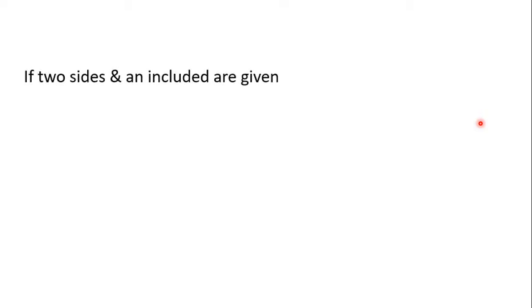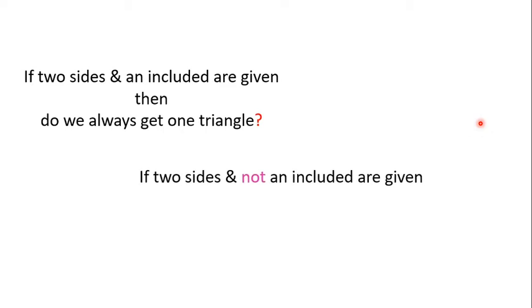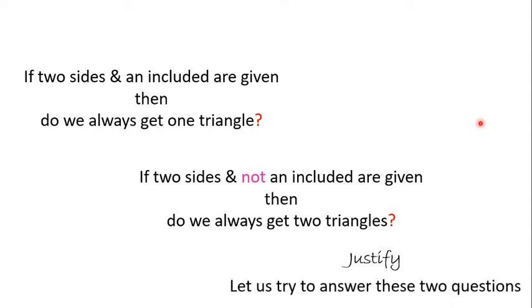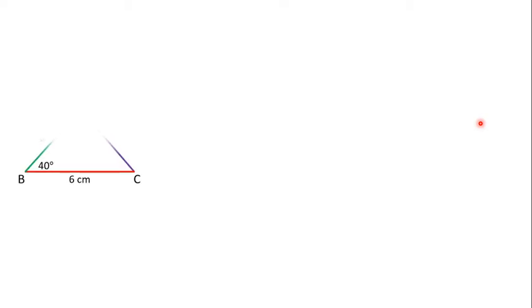If two sides and an included angle are given, then do we always get one triangle? If two sides and not an included angle are given, then do we always get two triangles? We have to justify now. Yesterday in the previous session we did the construction, but in this video we shall try to provide the justification part for these two constructions. So let us try to answer these two questions in detail.